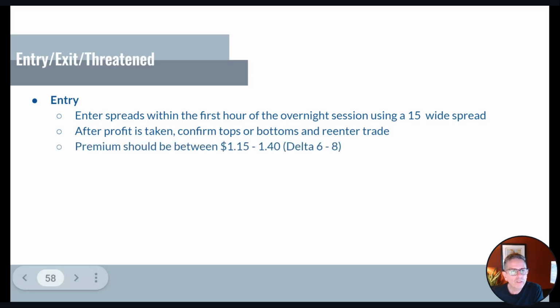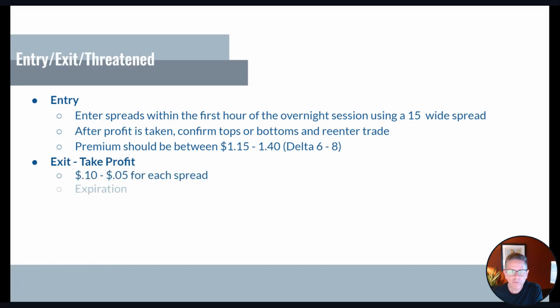Okay, so I like to take these profits and re-enter the trades as well, and we'll go through that here. Okay, so I like to put on the premium around $1.15 to $1.40. It gives you a delta of 6 to 8. And then take profit is 10 cents or 5 cents. I usually take 10 cents, just like everything else. Or you can go to expiration.